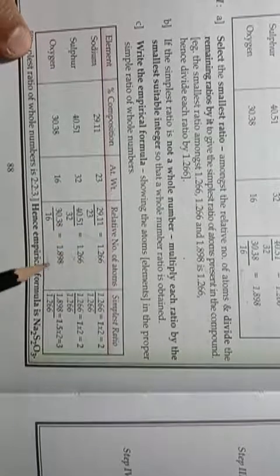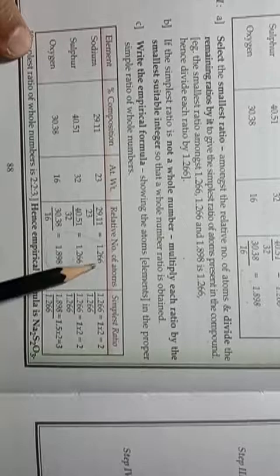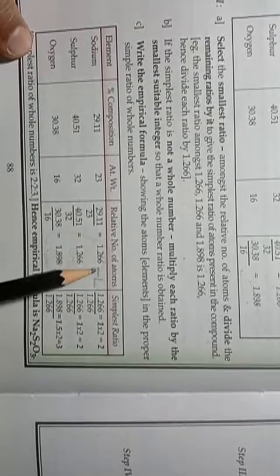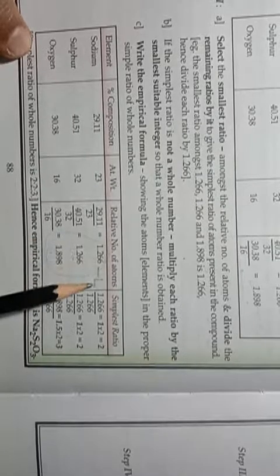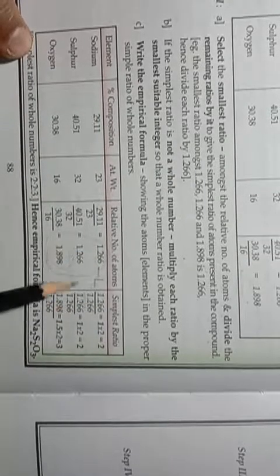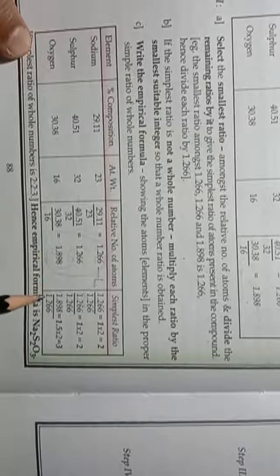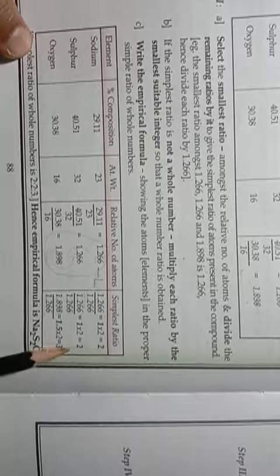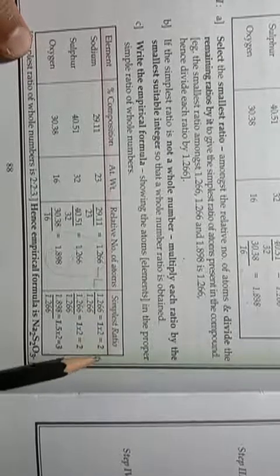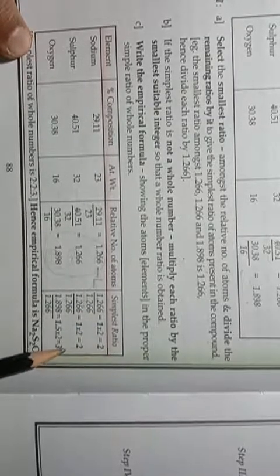So out of these three values, these are similar. So any one we can take as the lowest value. Okay, students. And to find out the simplest ratio of the atoms, we will divide all other values by this lowest value. So 1.266 will be divided by itself, here also itself, and again this by 1.266. So this will be the answer. Okay, so in this way you will get the simplest ratio of the atoms of different elements.